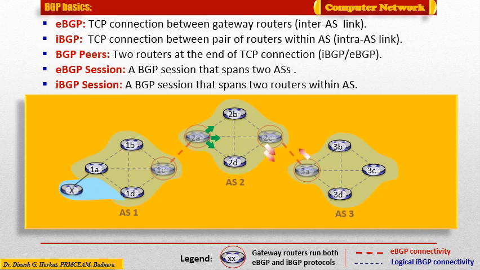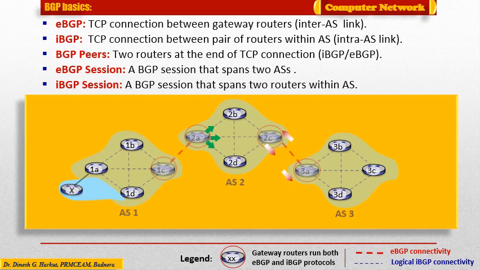Similarly, AS2 and AS3 also exchange prefix reachability information through their gateway routers 2C and 3A. Here both AS1 and AS2 share their information. Similarly, AS2 and AS3 share their information over these eBGP sessions through gateway routers.